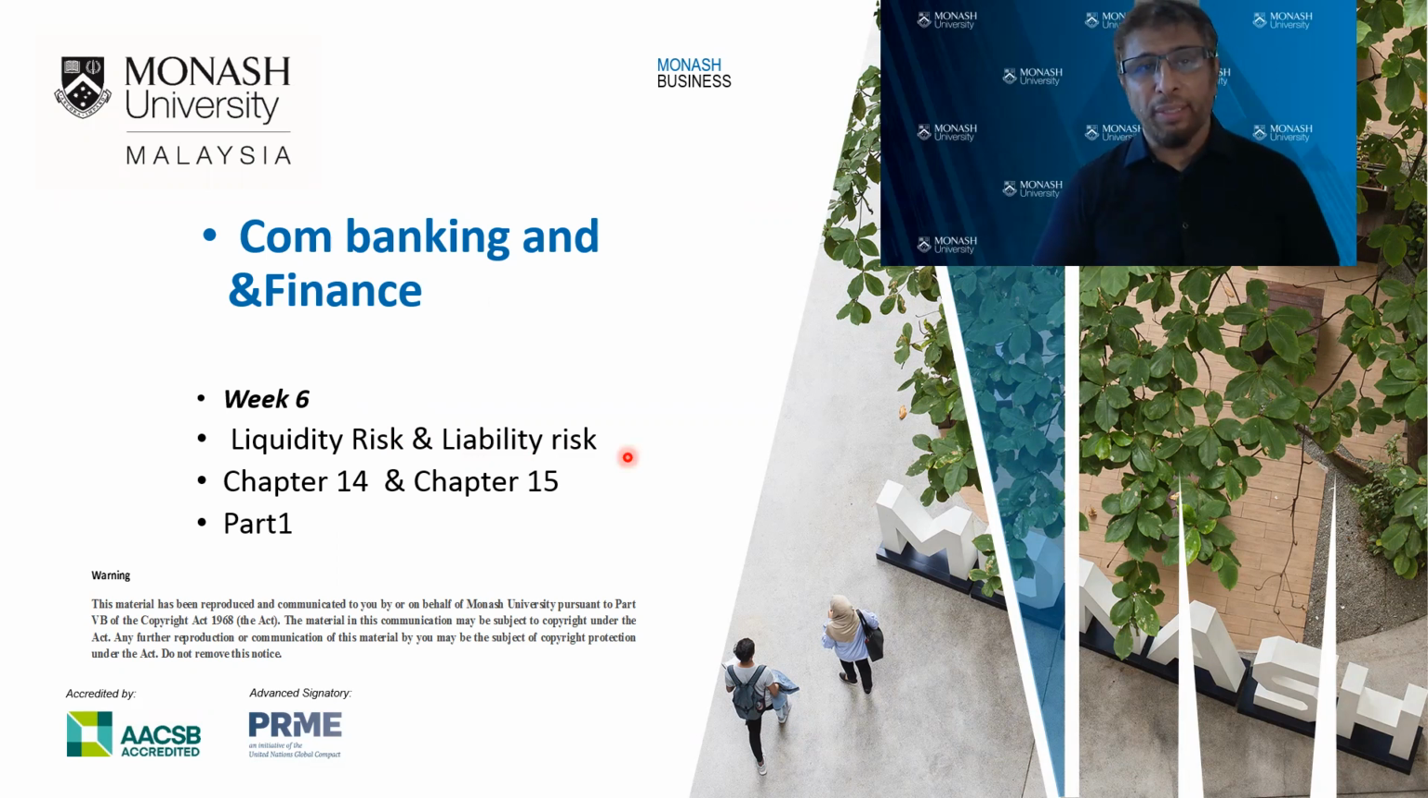Today we are talking about liquidity risk and liability risk. These two parts are connected because liquidity is actually a demand for some type of liquid assets, and the source of that is the liability. So we have to manage both, and this is why those two chapters are connected.